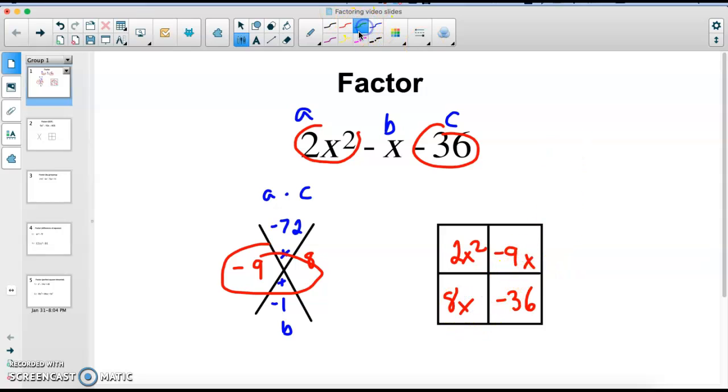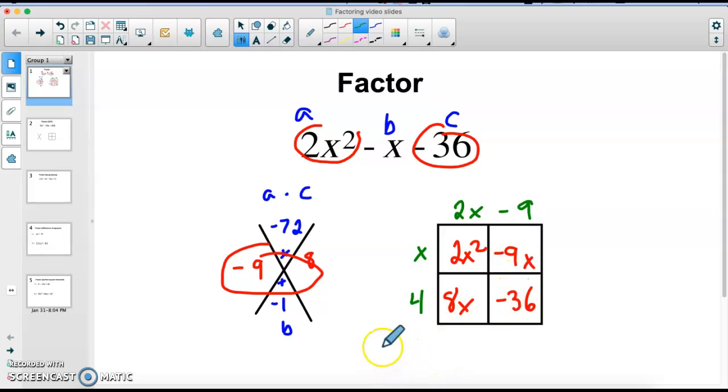So finally, to do the outside of the box, which are our factors, we're going to look at the top row and find the GCF. So the thing that I can divide from both of these is an X. So X times 2X gives me 2X squared. X times negative 9 gives me negative 9X. And 2X times 4 gives me 8X. And 4 times negative 9 is negative 36.